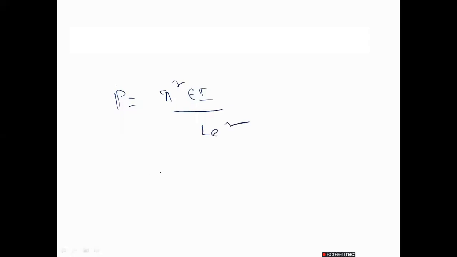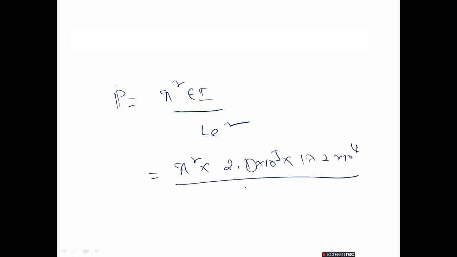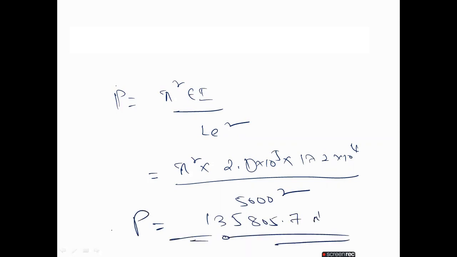If I substitute here, E is 2.1 into 10 to the power of 5. Here they given 2.0. Then I value is 172 into 10 power 4, by Le value is 5000 square. Finally I got 135,805.7 Newton. So this is the crippling load.